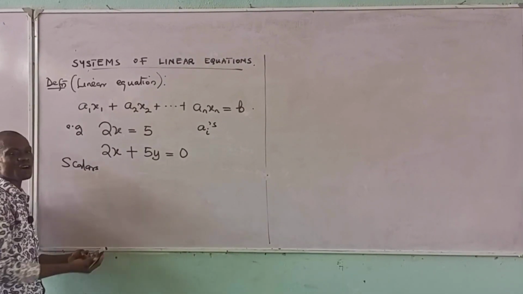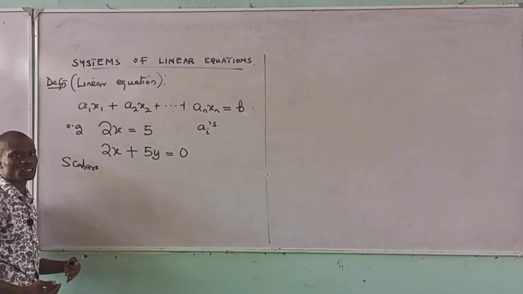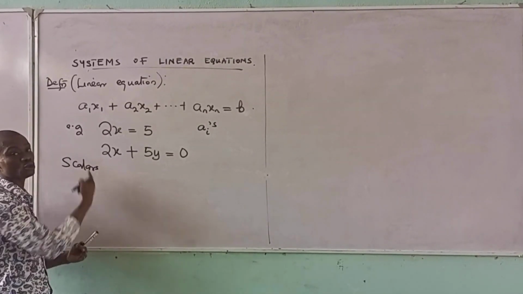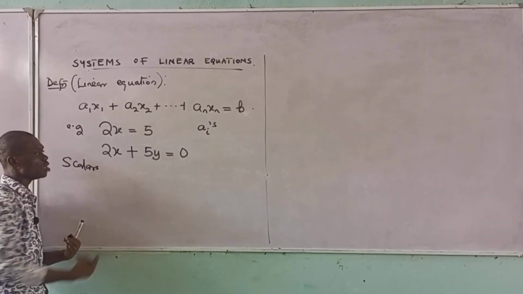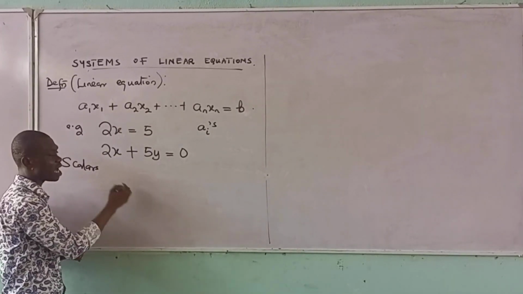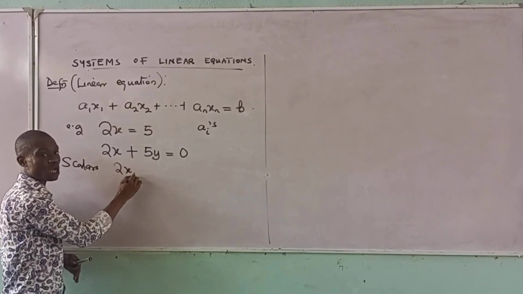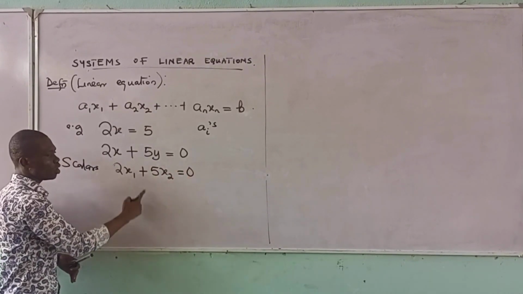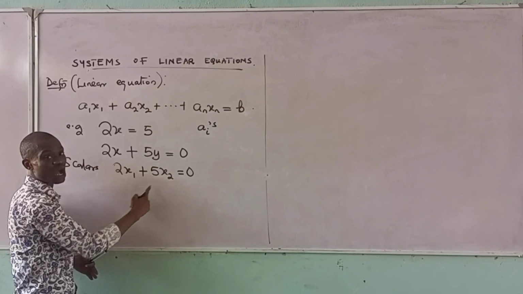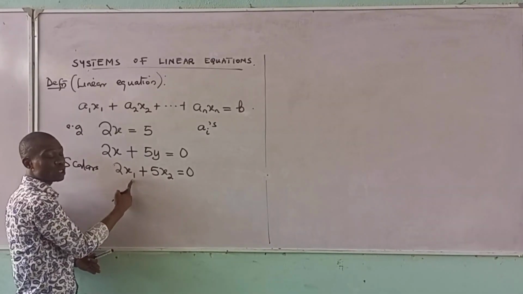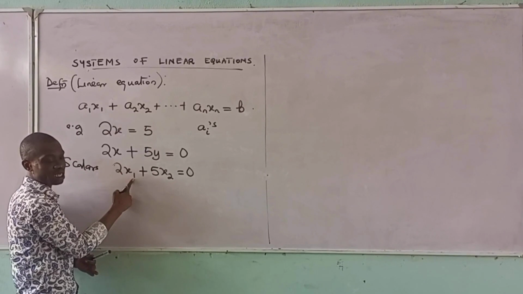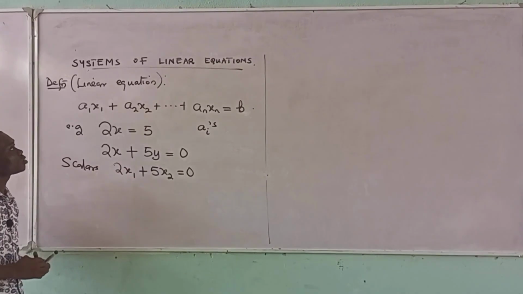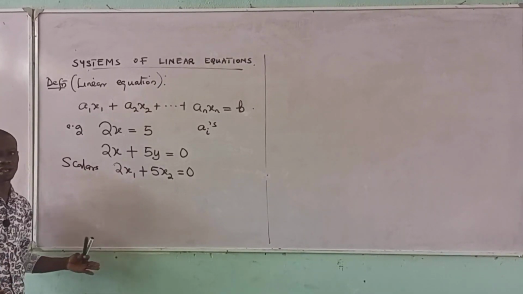Okay, so we can have other examples. Now, to make this neater, instead of using different variables, we choose to use a single variable with subscript. So instead of writing 2x + 5y, I can just write 2x1 + 5x2 = 0. Here I am using the same variable and only distinguishing the two with the subscript. So the subscript 1 makes x1 completely different from x2.